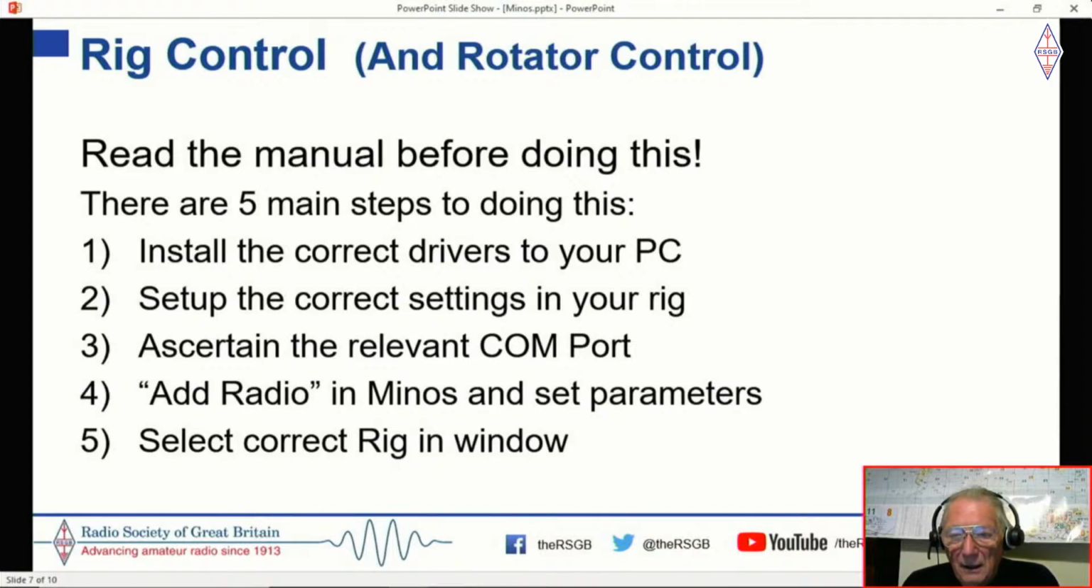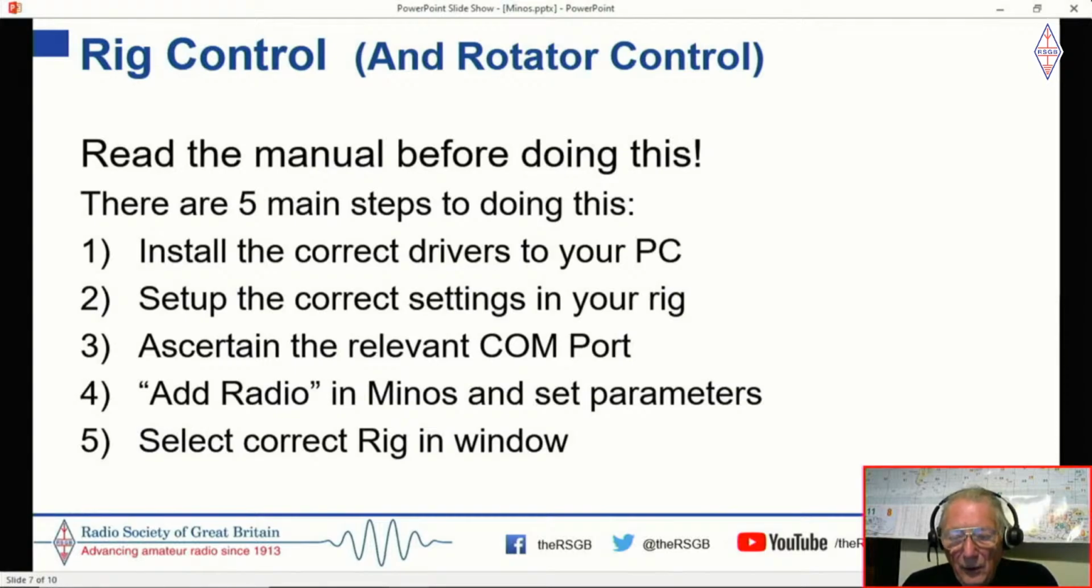Then step 3 is to ascertain the relevant COM port that your computer is going to use. The device settings is the easiest way to find that. There'll be a port number, and just make a note of that. Then the next step in MINOS is to add radio, and I'll show you where that is in just a moment. And then finally, select the correct rig in the contest window, and hopefully it will go.